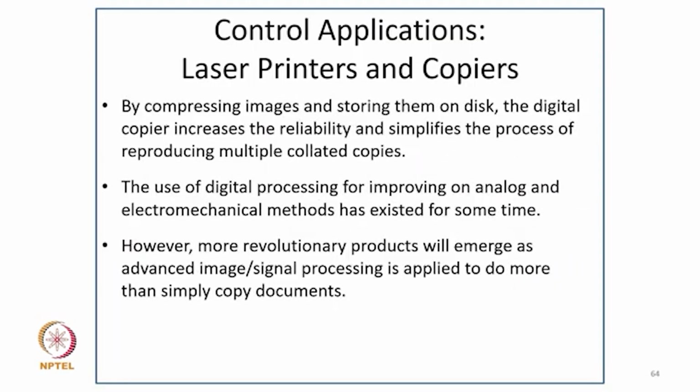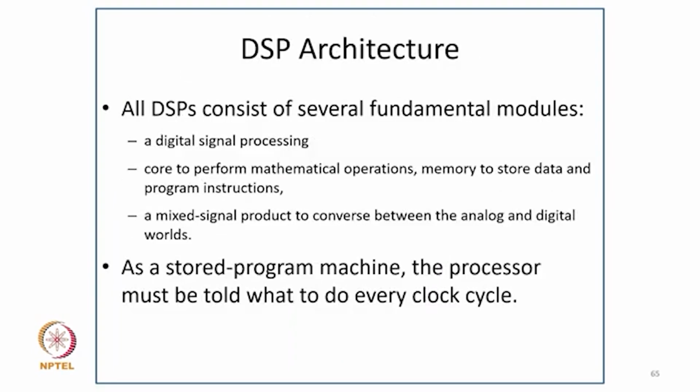A digital copier enhances the reproduction process by applying digital signal processing techniques. By compressing the images and storing them on a disk, the digital copier increases reliability and simplifies the process of reproducing multiple collated copies. The use of digital processing for improving on analog and electromechanical methods has existed for some time. However, more revolutionary products will emerge as advanced image signal processing is applied to do more than simply copy a document.